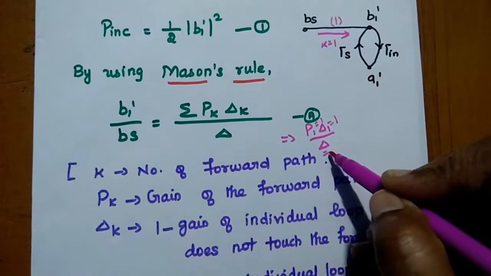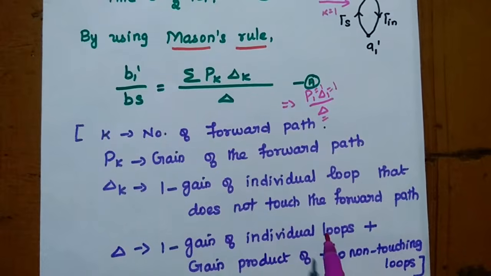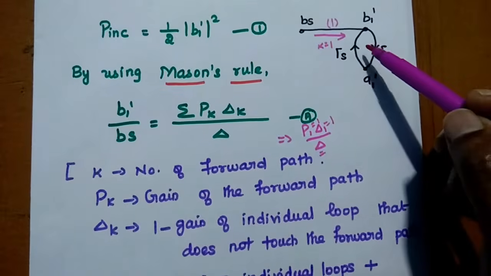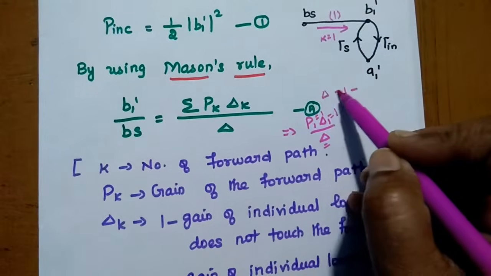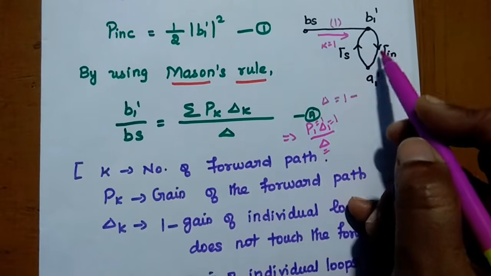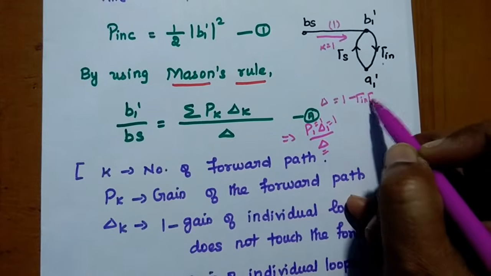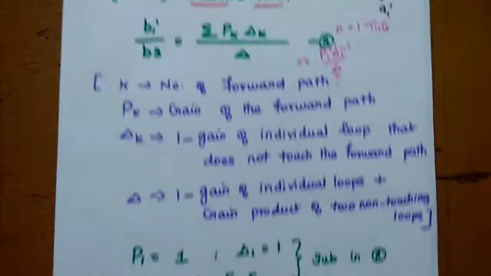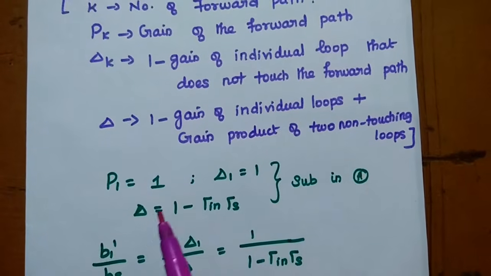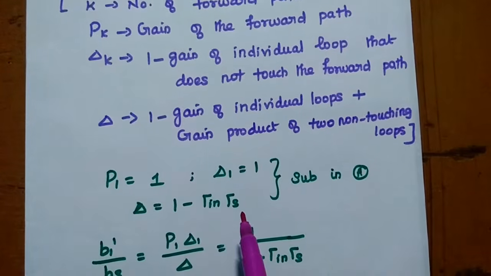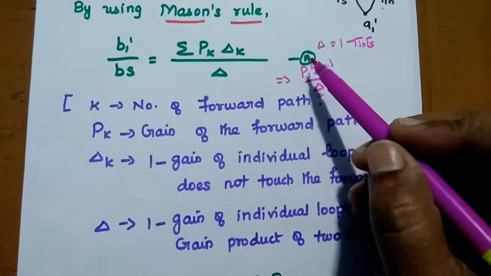So what is the value of del? Del is equal to 1 minus the gain of individual loops. Here we have an individual loop, and its gain is gamma in into gamma s. So we can write the values: P1 is equal to 1, del 1 is equal to 1, and del is equal to 1 minus gamma in gamma s. We are going to substitute these values in equation A.